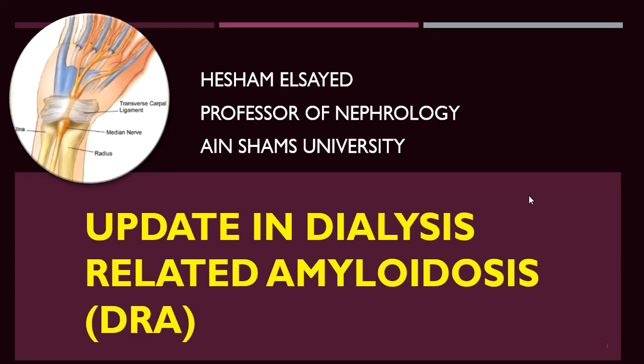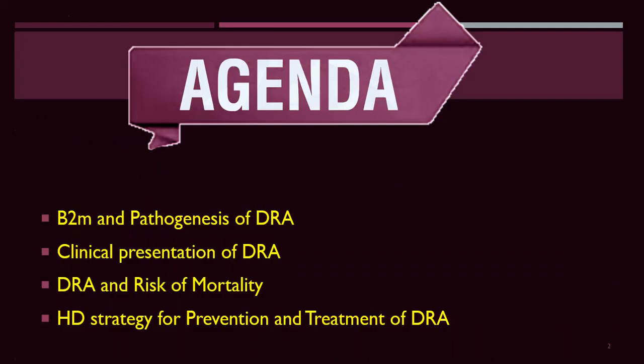Good morning, we will discuss an update in dialysis-related amyloidosis. We all know that dialysis-related amyloidosis is due to deposition of beta 2 microglobulin. Now we will discuss the pathogenesis as well as the management, which includes the preventive action. So the agenda will be beta 2 microglobulin and the pathogenesis of dialysis-related amyloidosis, its clinical presentation, risk of mortality, and strategy for prevention and treatment.